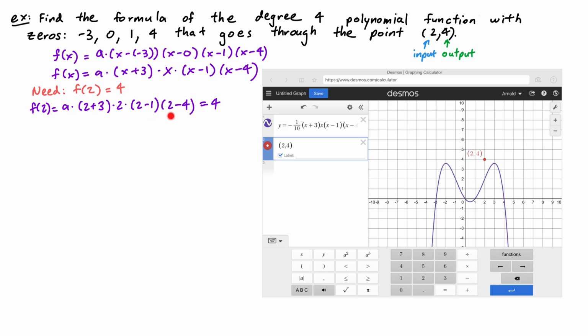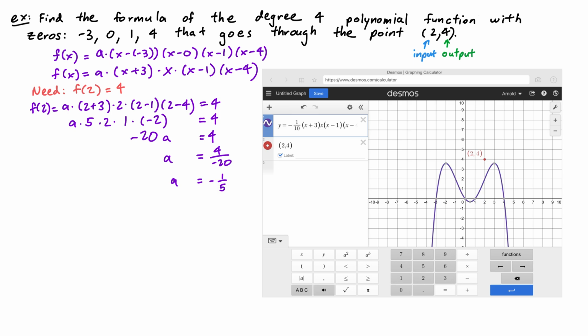So now let's simplify this left-hand side here. We have a times 2 plus 3 gives us 5, then times 2, then 2 minus 1 gives us 1, and then lastly 2 minus 4 gives us -2. And we want this equal to 4. On the left-hand side, a times 5 times 2 times -2 gives us -20 times a. This is equal to 4. And then one last step to solve for a is to divide both sides by -20. So a is equal to 4 divided by -20, which simplifies to a equals -1/5.